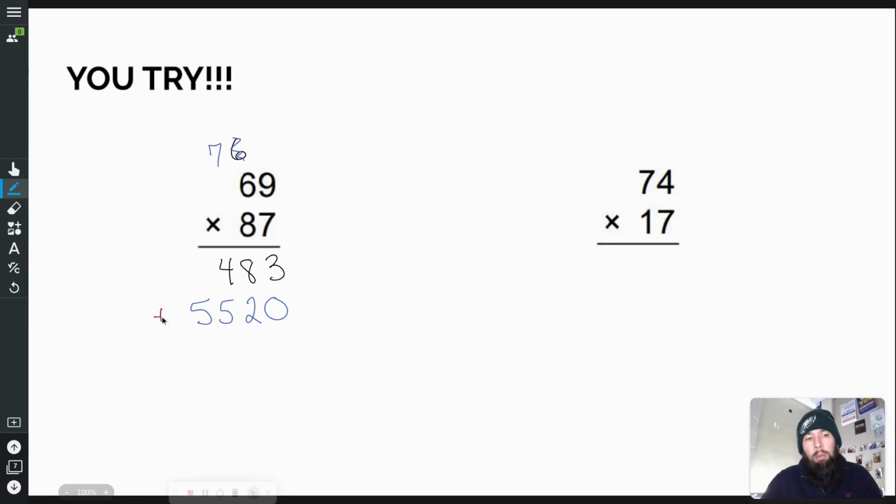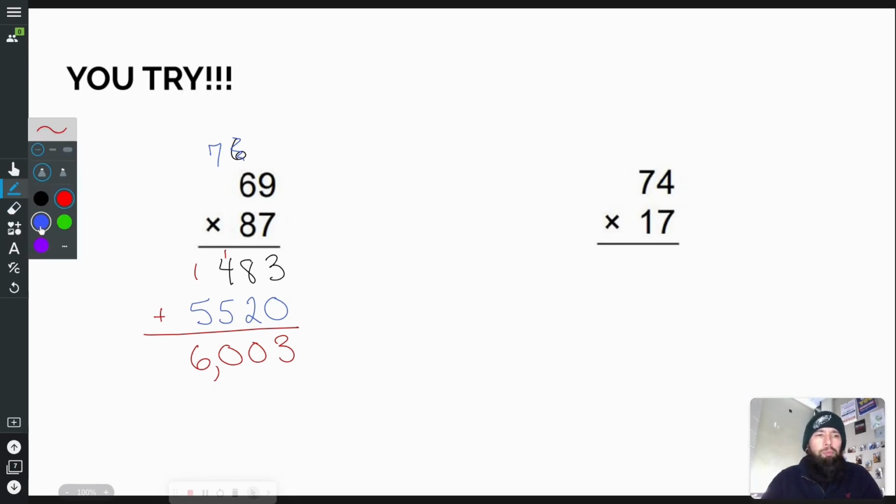Now we add the rows. 3 plus 0 is 3. 8 plus 2 is 10. So bring the 1 over. 1 plus 4 is 5. 5 plus 5 is 10. Bring the 1 over. 1 plus 5 is 6. 6,053.